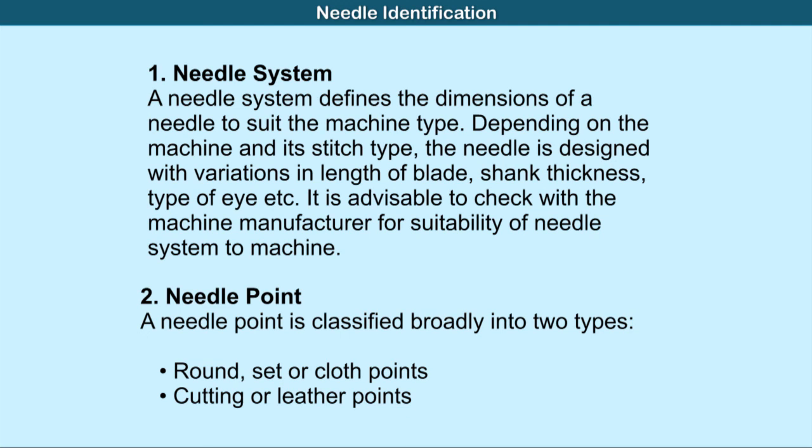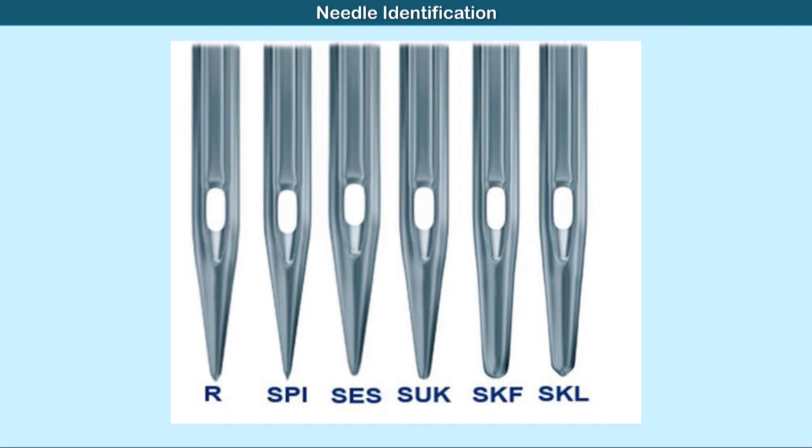Needle point: a needle point is classified broadly into two types: round, set or cloth point, and cutting or leather point. So the first one is round, set or cloth points, and the second one is cutting or leather points. First we'll discuss the round point needles. There are believed to be around 20 different round points available, of which six are commonly used.